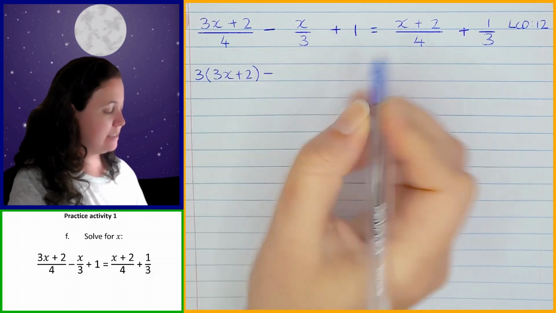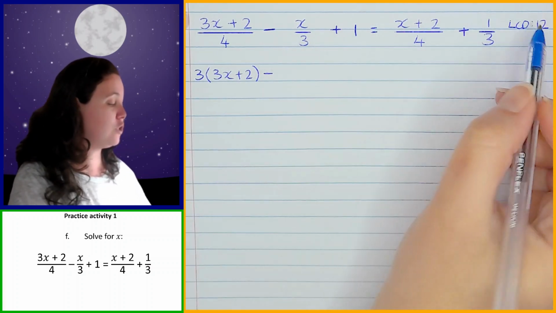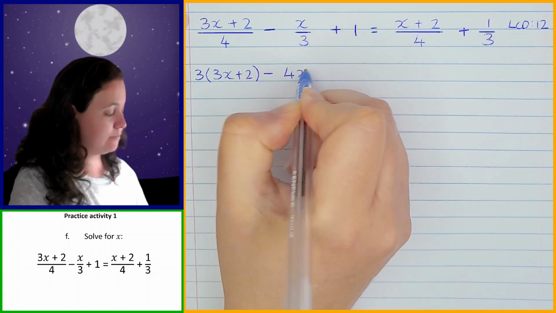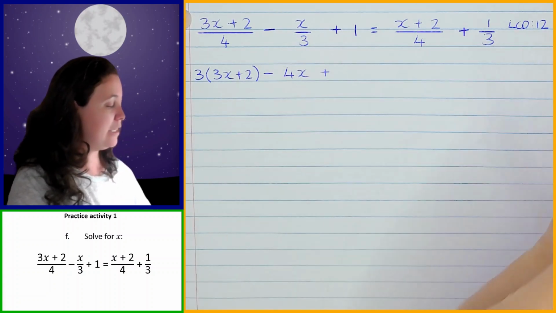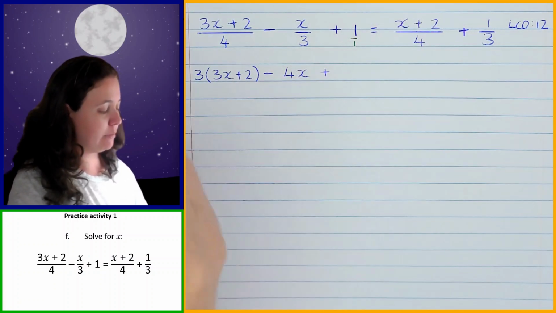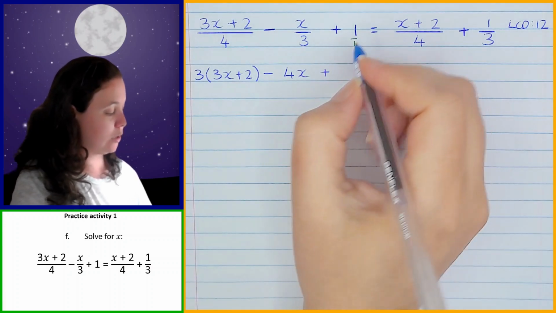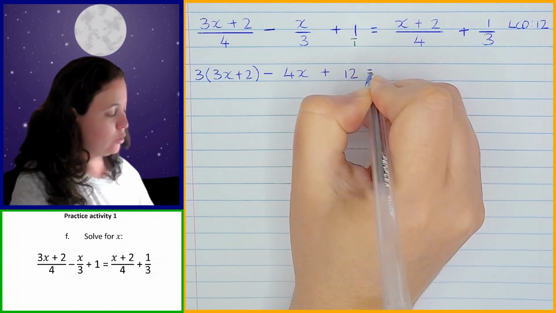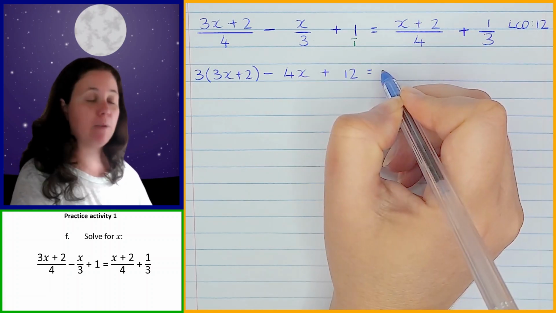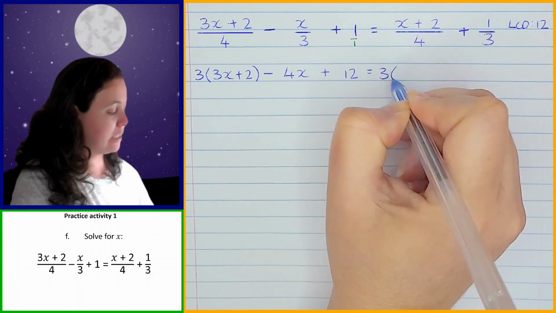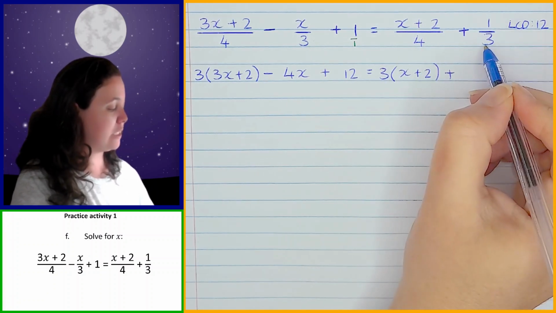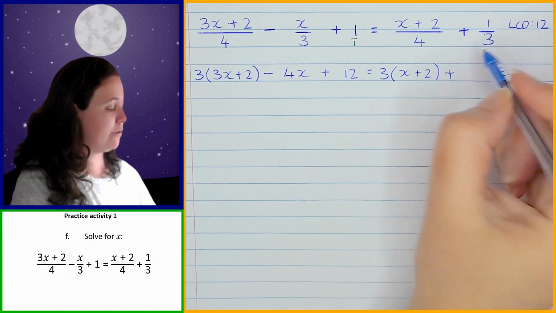Then I have minus. I need to multiply 3 by 4 to get 12, so I'm going to multiply the top by 4, and that gives me 4x. Plus, here the 1 is over 1, so I need to multiply it by 12, and that gives me 12. Equals, I need to multiply this 4 by 3 to get 12, so it's going to be 3 times, in brackets, x plus 2. And then plus, I'm going to times the top by 4, and that gives me 4.